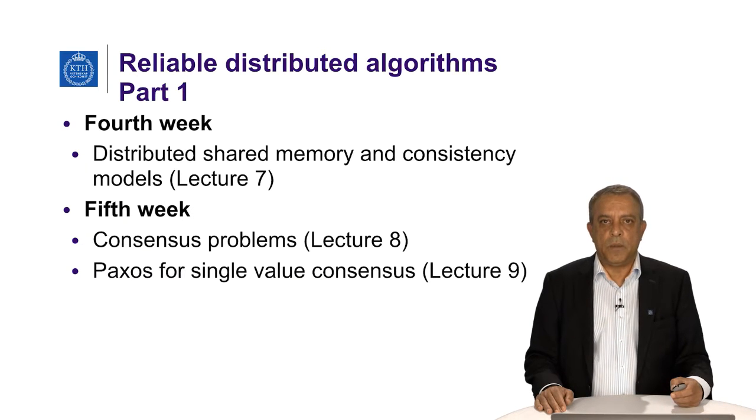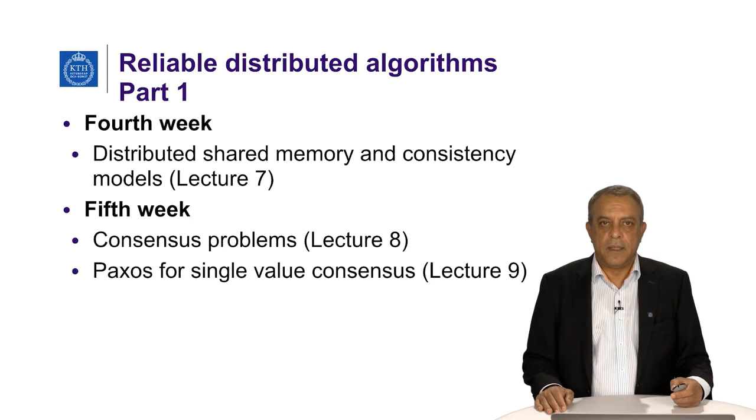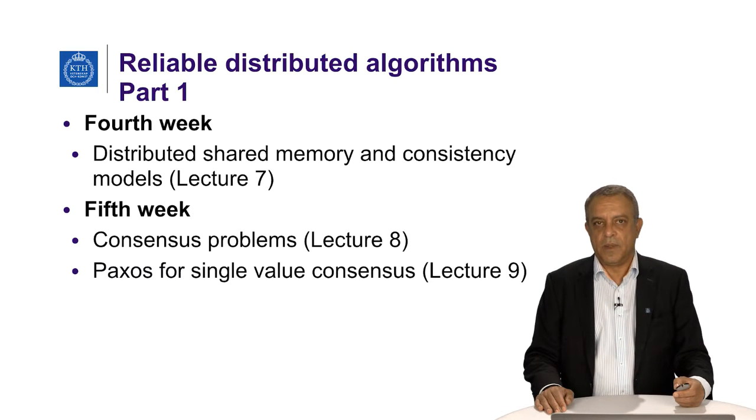In the fifth week, we will end the first part of the course with discussing single-value consensus, discuss impossibility of consensus in asynchronous systems, and go through in detail the Paxos algorithm, including its correctness proofs.